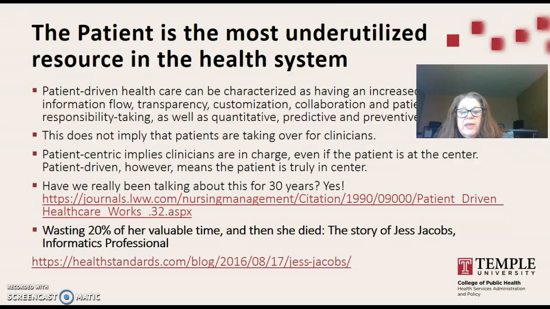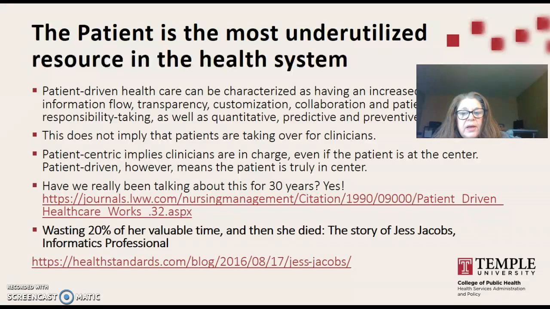Now, this does not imply that patients are taking over for clinicians. Patient-centric is an older term which is still in use today, and some people believe it implies that clinicians are in charge even though the patient is at the center. There's another term, patient-driven, which means that the patient is truly in the center.